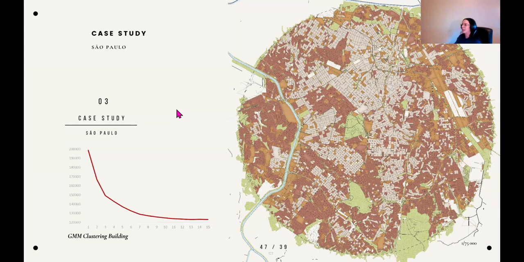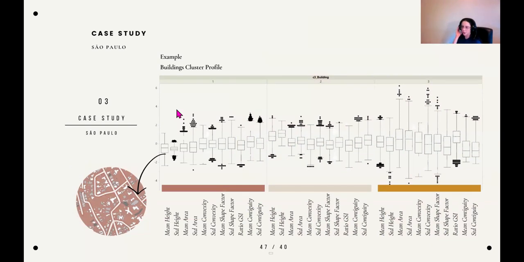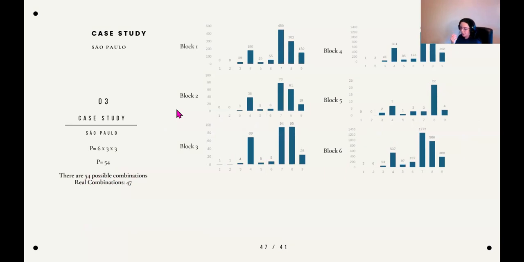Okay. Now it's the moment where we also, here I'm just using one example, the buildings, but we also analyzed the profile of each cluster. So for example, here we have the buildings, and we can observe how the variables behave in each one of the clusters. And now we look at the combinations.